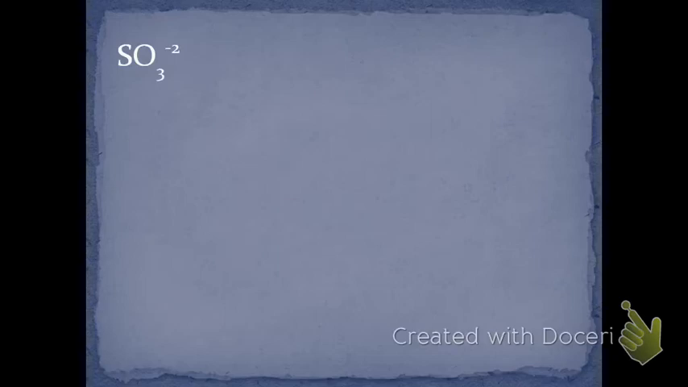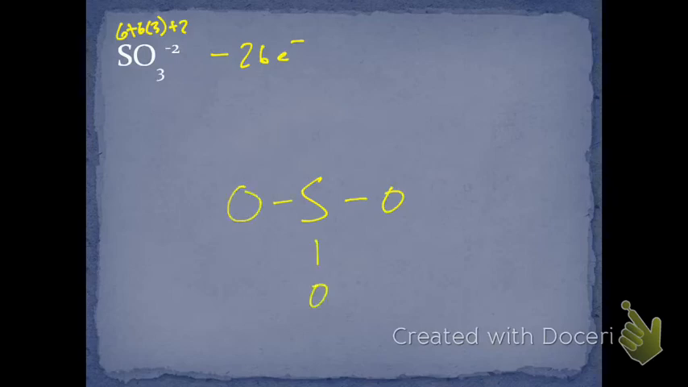So SO3 negative 2. Sulfur has 6, oxygen is 6 as well, times 3, and then plus 2, because it's a 2 charge, right? So what is 6, 18, 24, 26? 26 electrons. All right, let's go and do this. Sulfur, oxygen, here we go. So I used up 6, right? Here's 20.